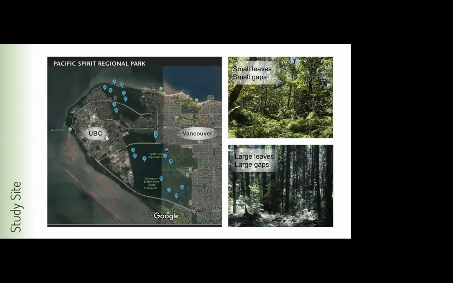We collected data over 2 rounds, one beginning in late July and one beginning in late August, to account for potential seasonal differences that may have occurred throughout our sampling period. We measured data along 20 different transects, as shown by these blue dots, and ensured that the transects were located in a variety of different forest types, ranging from early successional forests, which tend to have smaller leaves and smaller gaps, to later successional forests, which tend to have larger leaves and larger gaps.